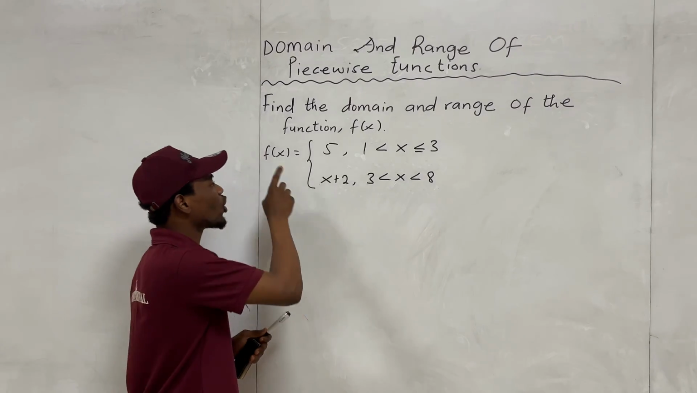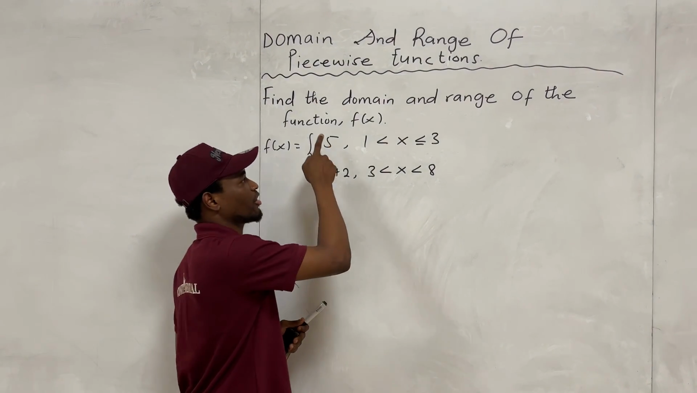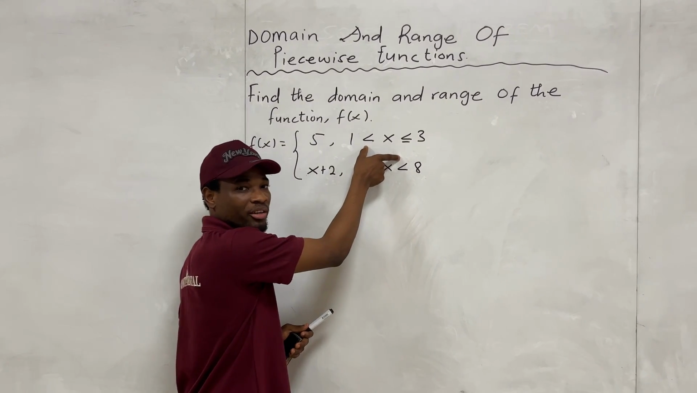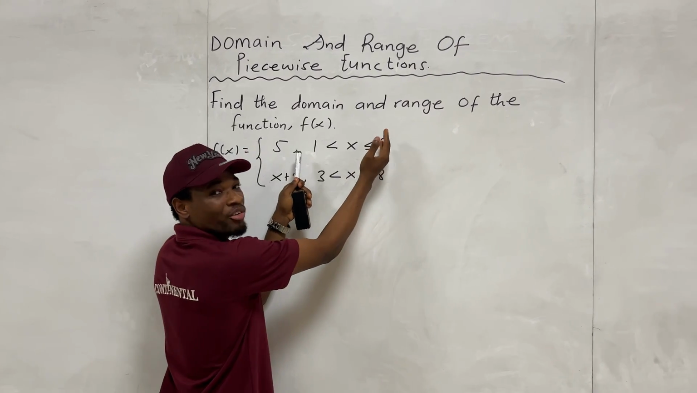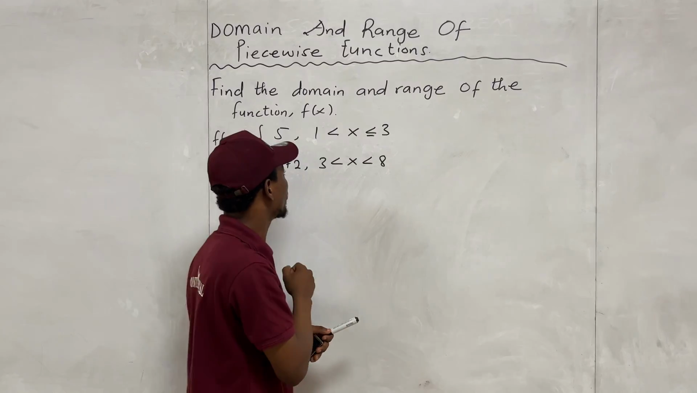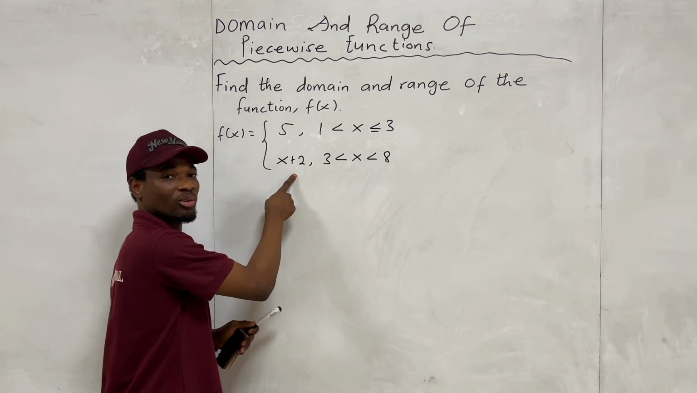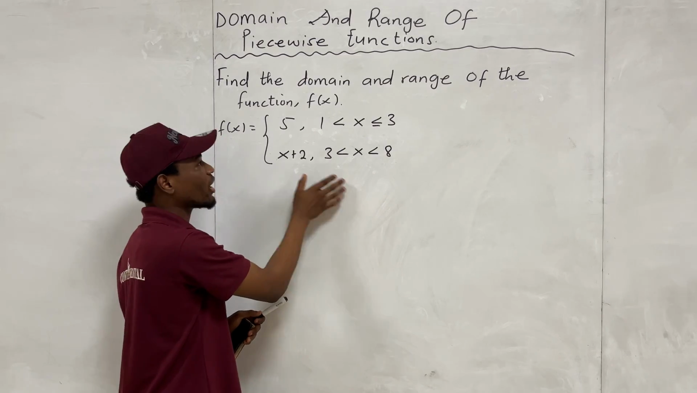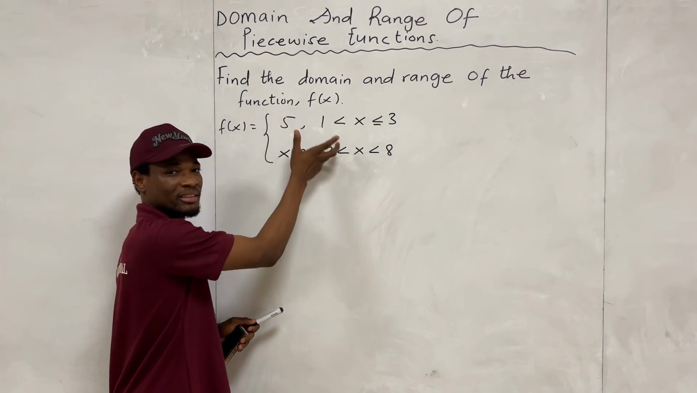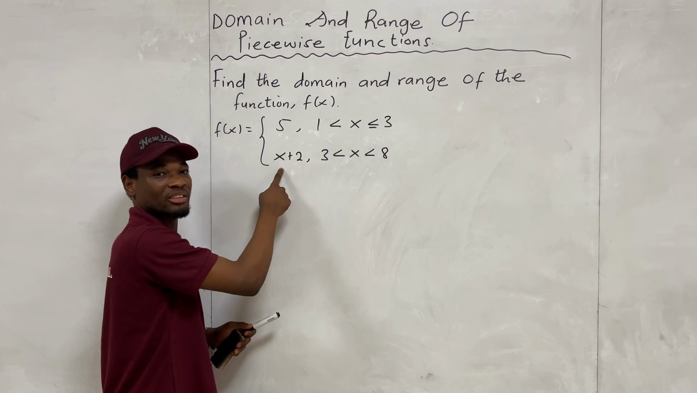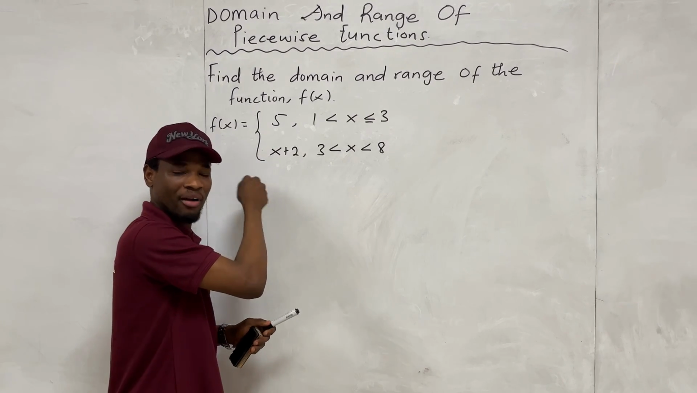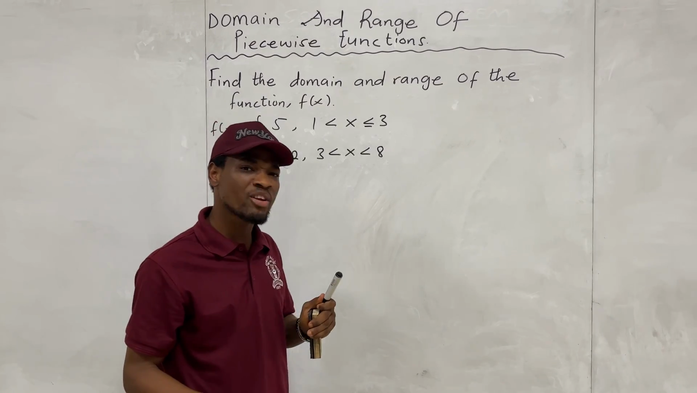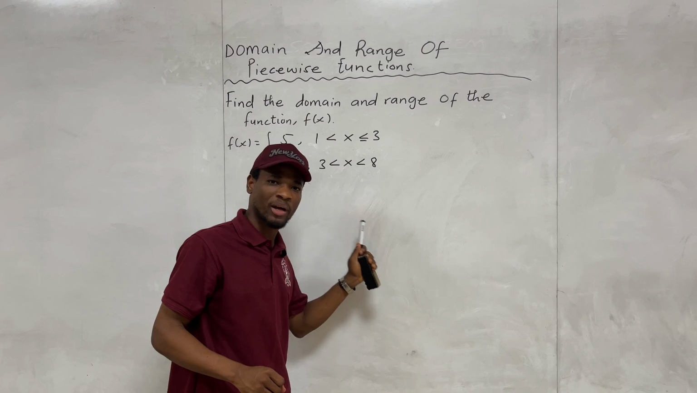So f of x is given by 5, for this restriction or this set of given domain. And this is another function, which is defined over this interval. So we are given a function which is piecewise. This function and this function, we call them sub functions. Now, what is the whole concept of domain with regards to a piecewise function?